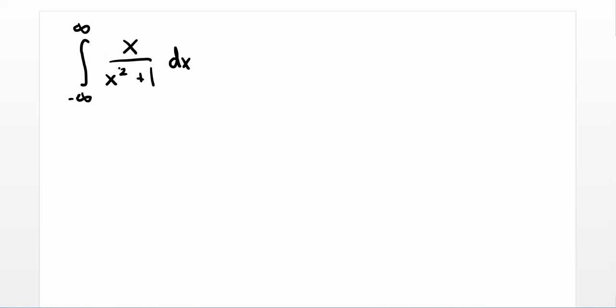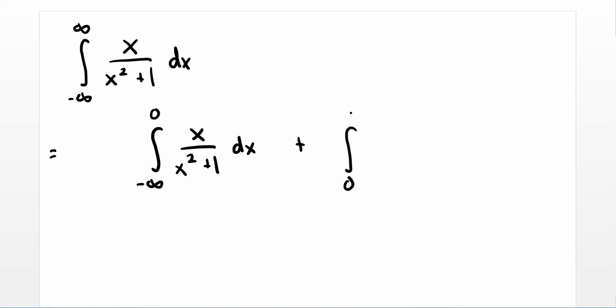so again, we're going to split this into two integrals, and we're going to say this is equal to the integral from negative infinity to 0. You can break it up at any point, really. We'll just choose 0 for convenience. Of x divided by x squared plus 1 dx plus the integral from 0 to infinity of the same function.